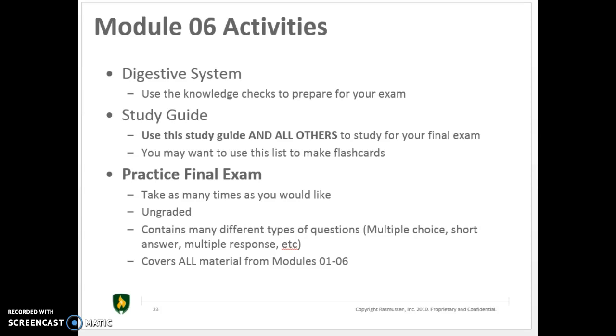Okay, then in bold, the most helpful thing you can do this week is to take the practice final exam. It is completely ungraded, right? It's a practice exam, so there's no grade attached to it. Make sure that you take a look at your answers. Now, it's not going to tell you the right answer, but it will tell you if you got one wrong. And it is completely inclusive. The only difference here between this and the real final is that the practice final includes lots of different types of questions. So you'll see multiple choice, some short answer, multiple response. When you take your actual final, it will be just multiple choice.